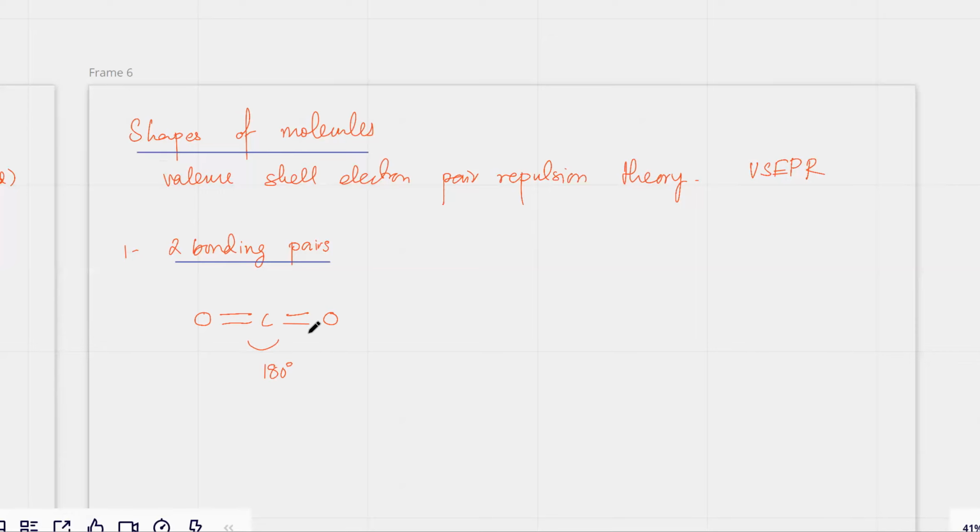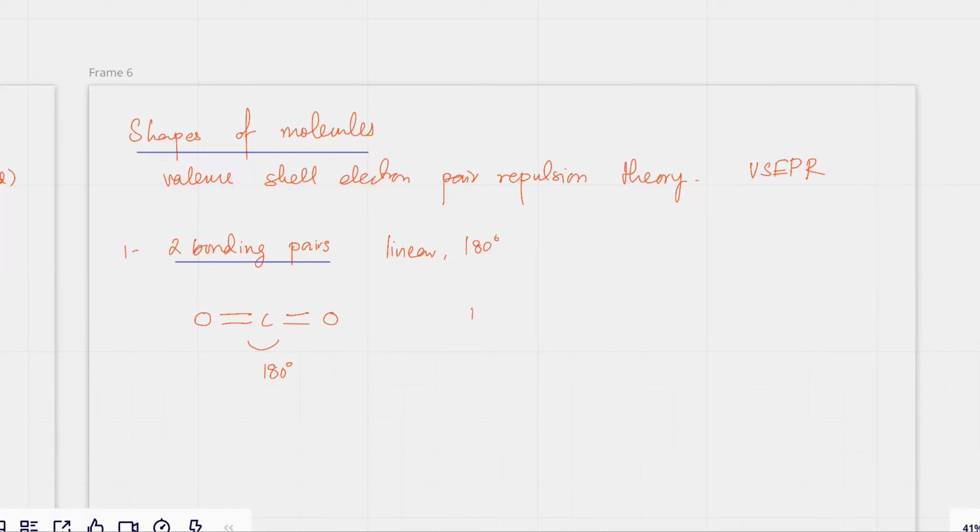So that's the simple idea of what this theory means. Bonded electrons in the outer shell repel other bonds that the atom is forming. And the shape is determined always by the central atom. It's always the central atom that you have to look at, how many bonds it's forming. So if there are two bonding pairs, a bond over here and a bond over here, then the shape is going to be linear, and the angle is going to be 180 degrees.